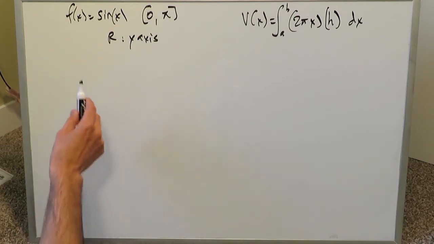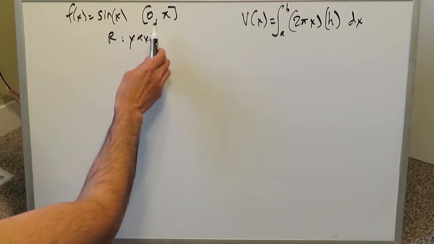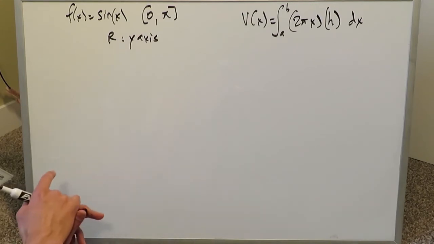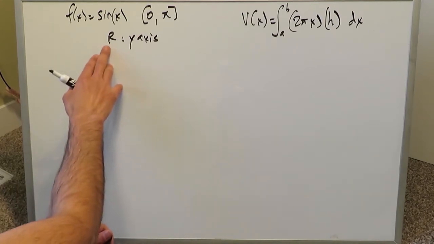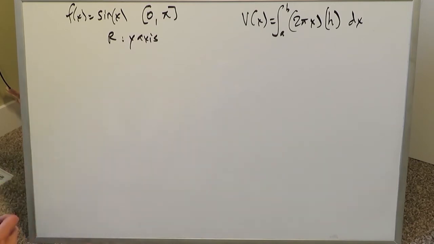We're just challenging ourselves. We have a function f of x is equal to sine x from an interval 0 to pi. We will rotate it, or you can say revolve it, but truly it will be a rotation. We'll rotate it around the y-axis.